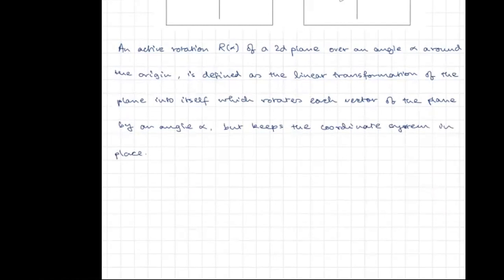This is to be distinguished from something called a passive rotation, which just rotates the coordinate system and not the vectors on the plane. We will actually not be that interested in passive transformations, but you come across this active versus passive way of looking at things in a lot of places, so I urge you to have a look at this at some point.